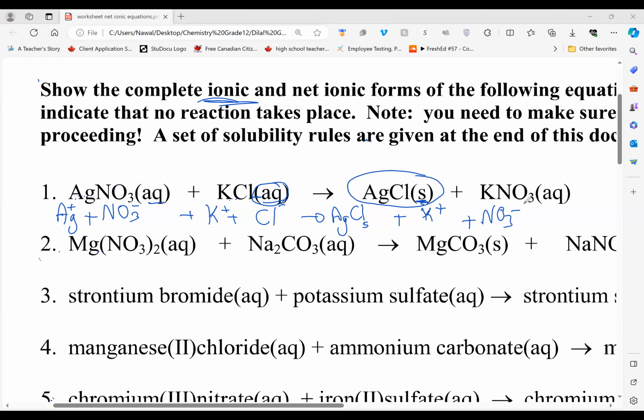Because it's aqueous, and then I have to cancel. Silver, I cannot cancel. Nitrate, I can cancel. You see, I cancel the same. Potassium, I can cancel. Chlorine, I cannot cancel because there is nothing similar to it. What do we call these ions that I cancelled? What is the name of them? We call them the spectator ions.